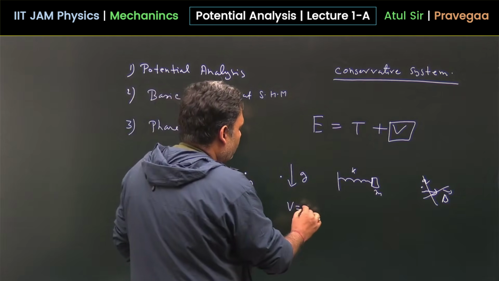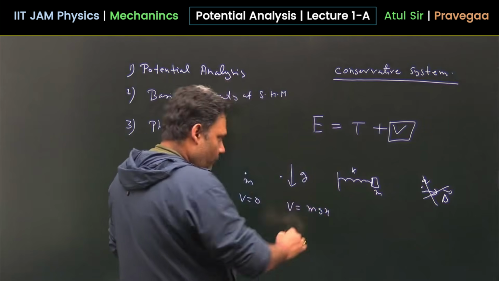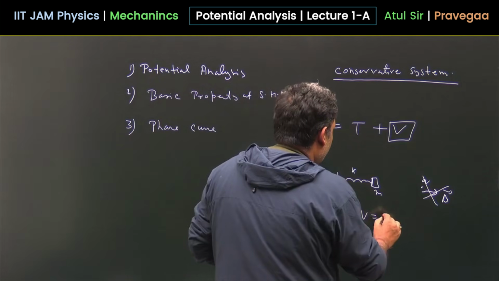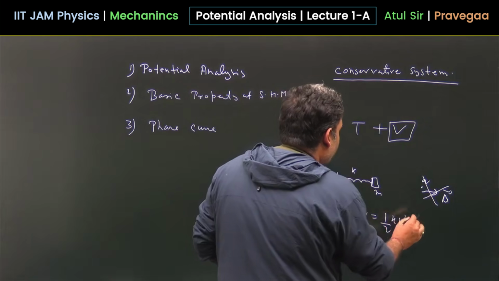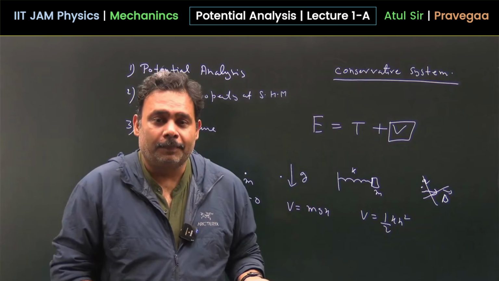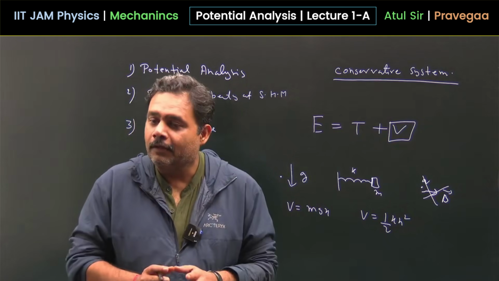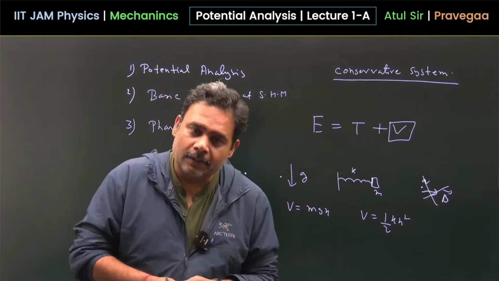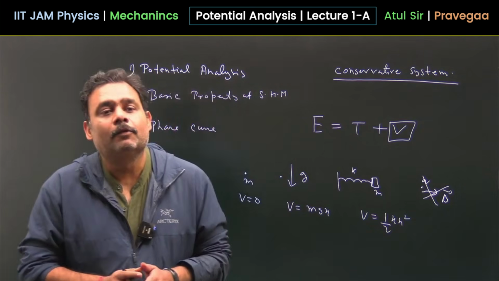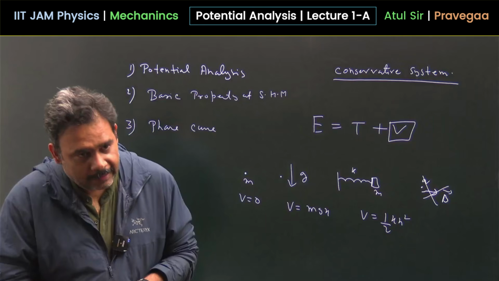Here you have potential energy mgx, if I am talking about this as my x-axis, and here you have the potential energy half kx square. So once you change the potential, what will happen? The entire behavior, the entire dynamics of the system is going to change. So that is why we have to do the potential analysis.